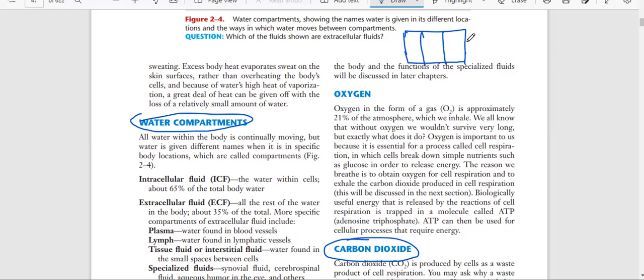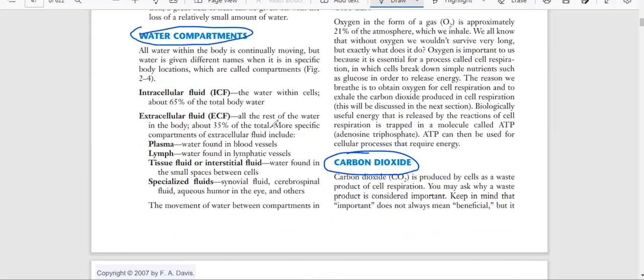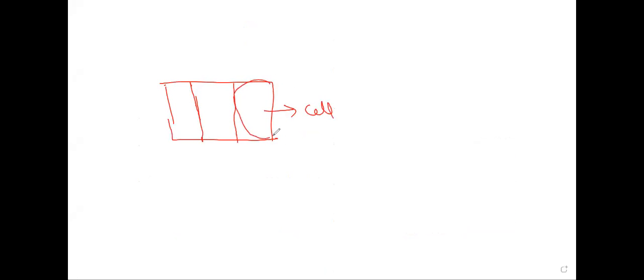This is the cell. This is outside the cell. All these two are outside the cell. Basically, I will explain in this board. So this is the body. We will divide the body into three parts. One is the cell. So this is the cell, and this is outside the cell.